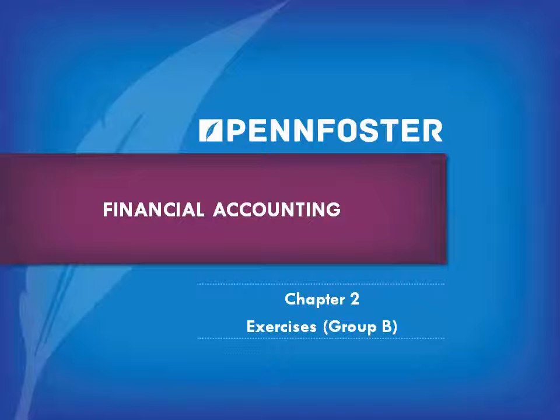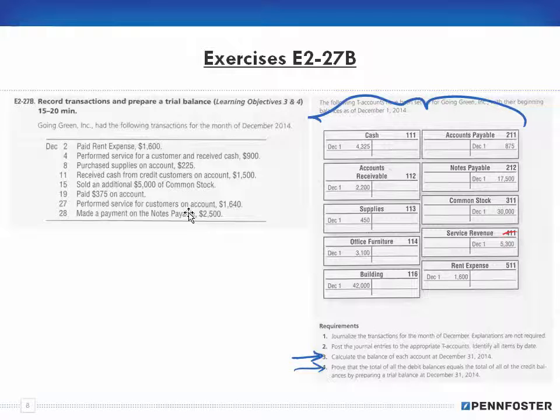We were working on the Chapter 2 exercises, Group B, and in the previous video, Part 1, we were working on the problem E-27B. In the previous problem, we got all the way up to Part 3 here, which was to calculate the balance of each account at December 31st, 2014, but because it was 28 minutes long, I decided to make this two parts, so we're picking up right where we left off.